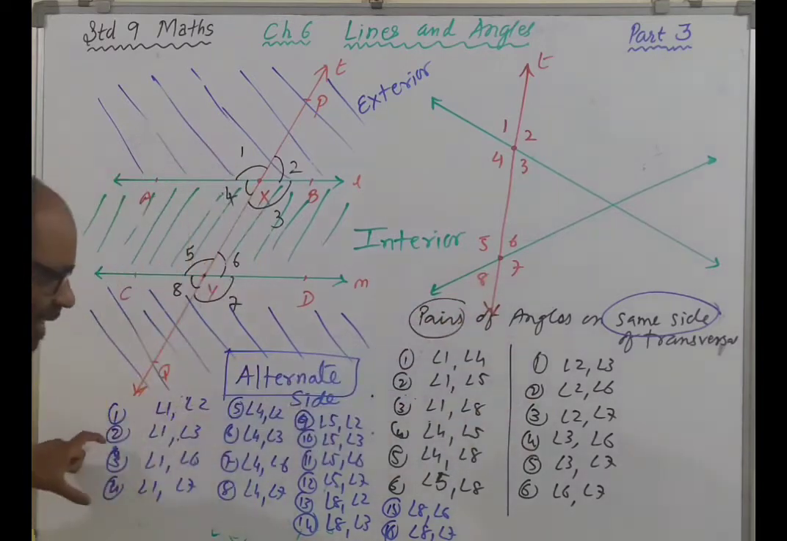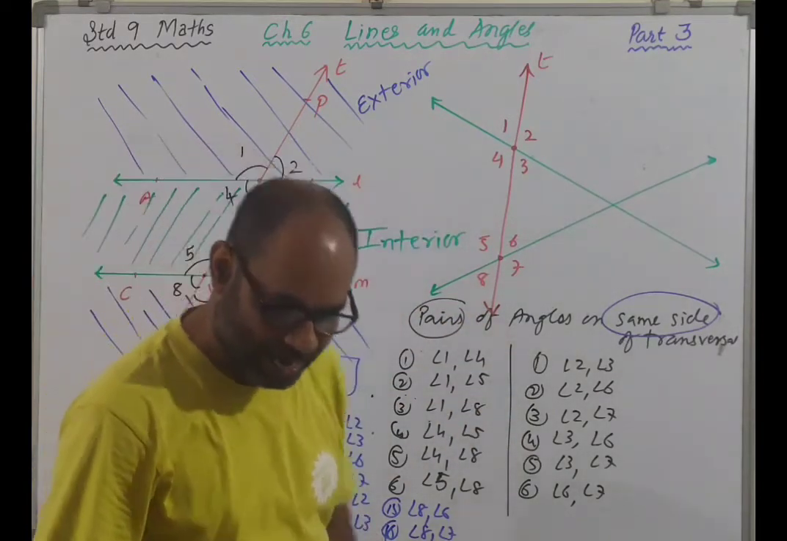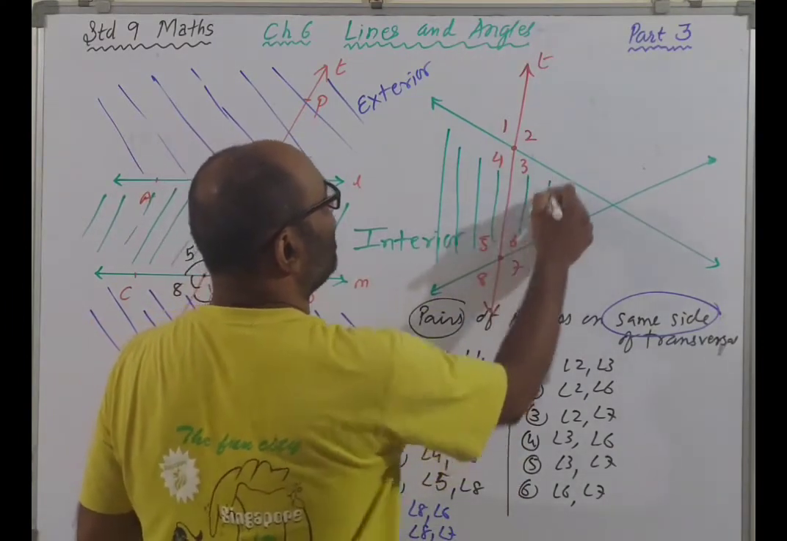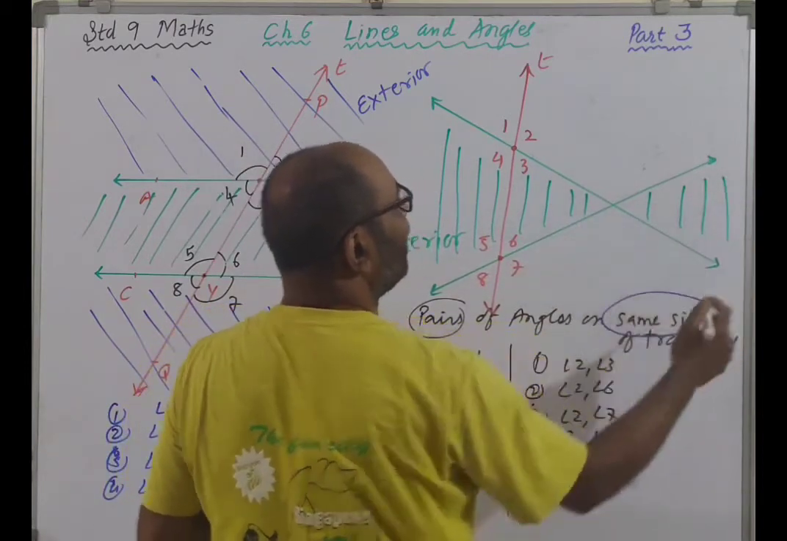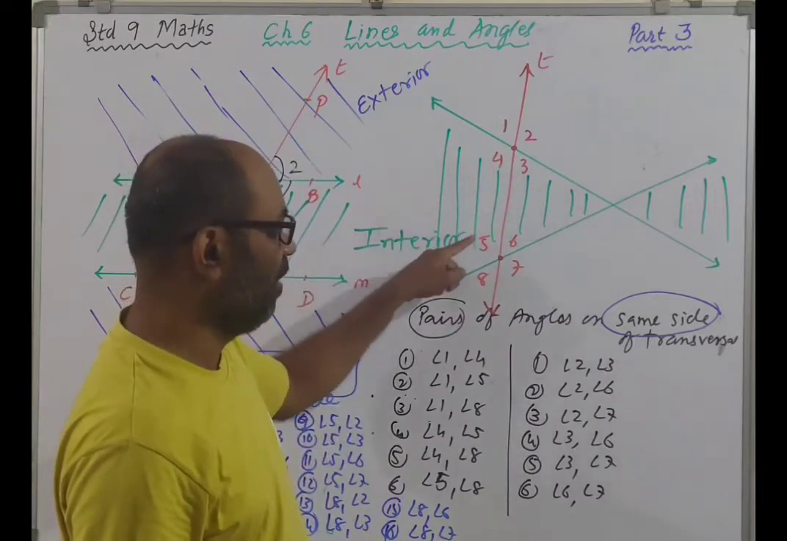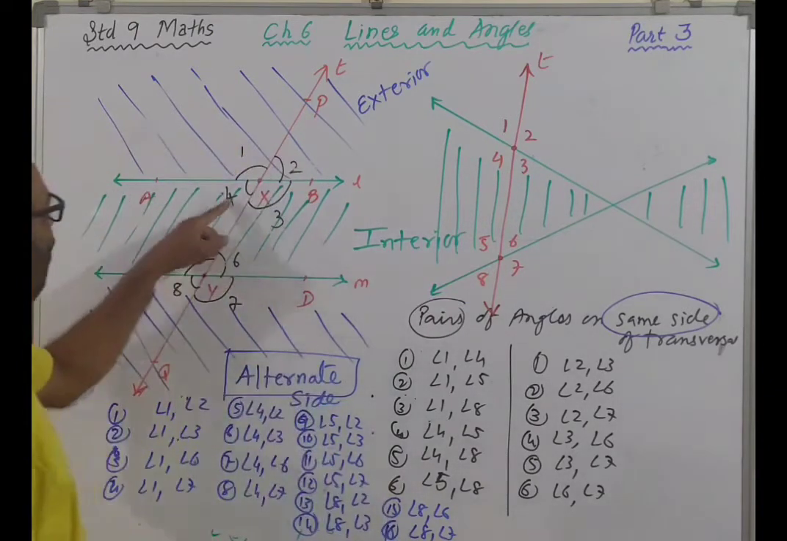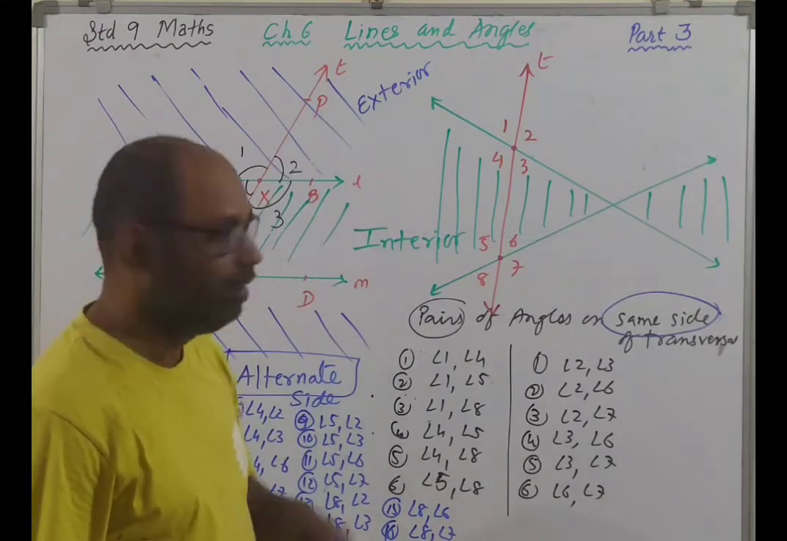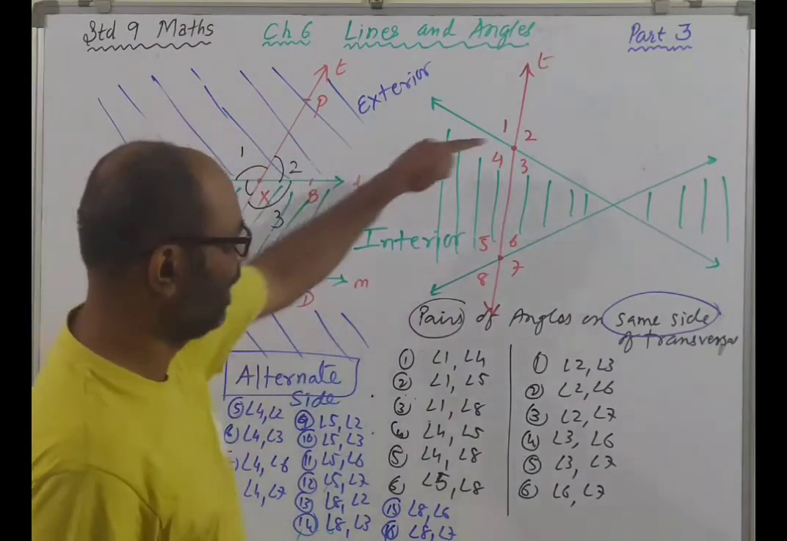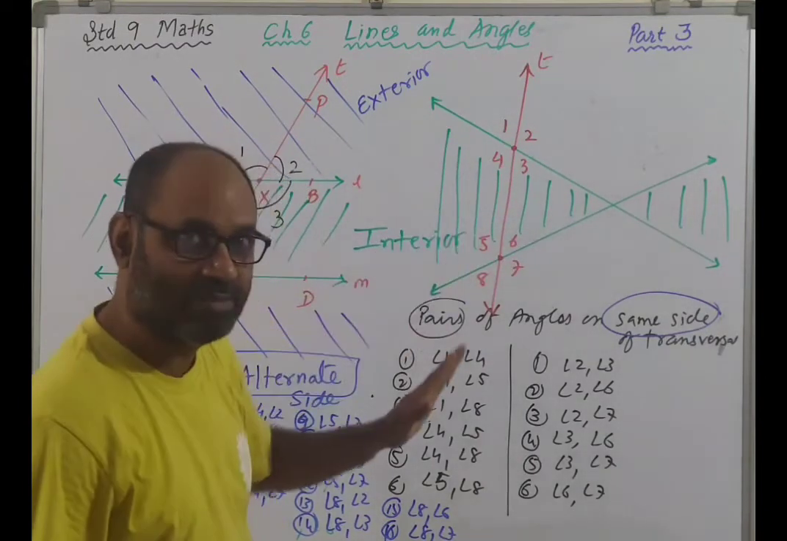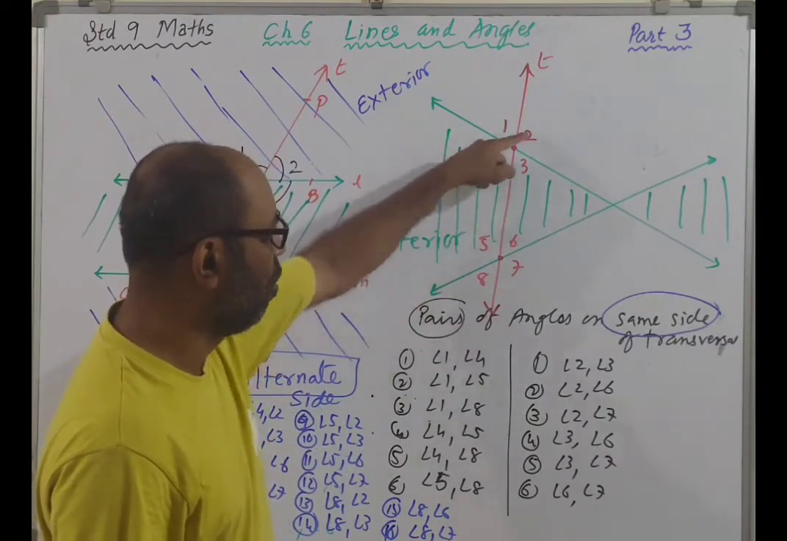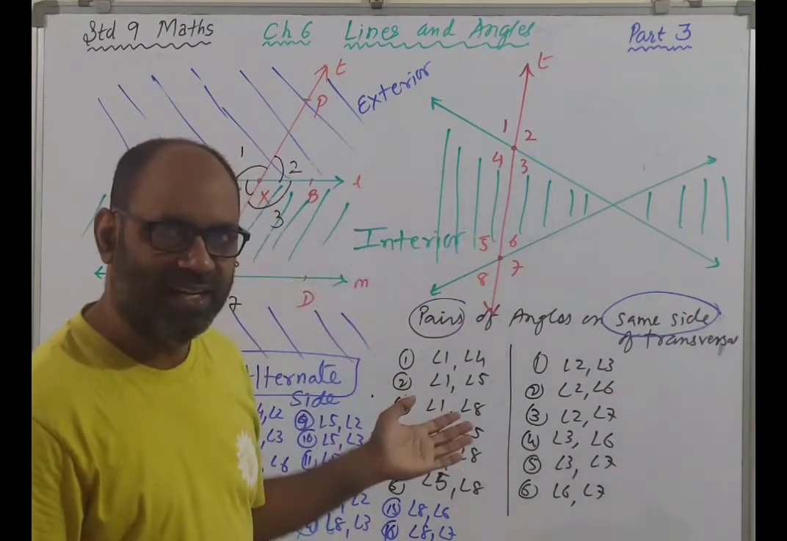Whatever angles we saw here, we will get the same angles here. Why? Because this part between the two green lines, the part between the green lines, that is the interior. So 3, 4, 5 and 6 are in the interior. 1, 4, 5, 8 on the same side. 2, 3, 6, 7 on the same side. 1 and 2, 1 and 3, 1 and 6, 1 and 7, 4 and 3, 4 and 2, 4 and 6 on the alternate side.